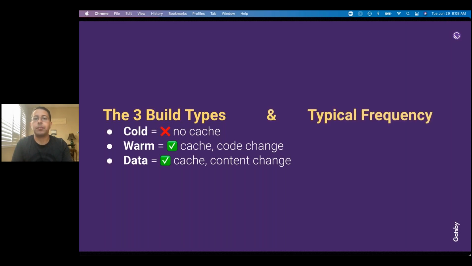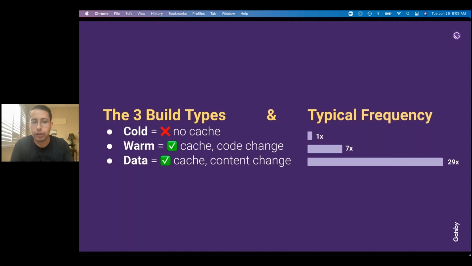Great. And so, for the typical frequency of these, looking at builds on Gatsby Cloud, we see that for every cold build that's run, there are 7 warm builds and 29 data builds, which is great because warm builds and data builds, as you might expect, are faster than cold builds because you've already got a lot of things cached. And we'll get more into this later as well.